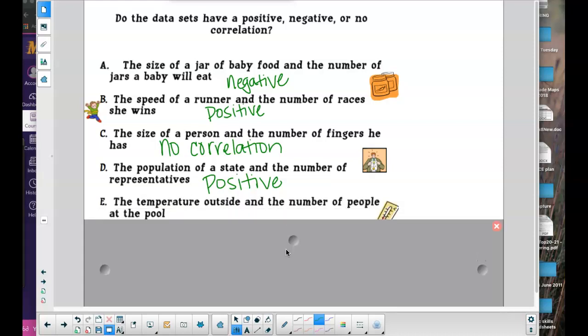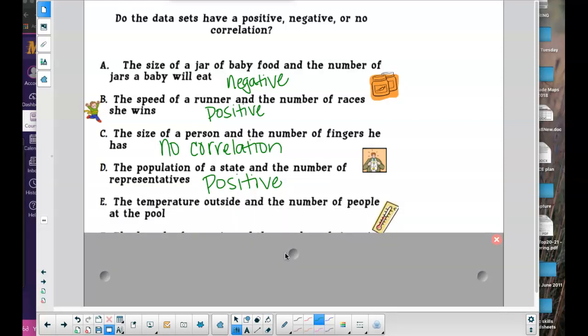Okay. How about this one? The temperature outside and the number of people at a pool. It's an outdoor pool. What do you think? Caleb? Okay, right? As the temperature increases, there's probably going to be more people there. But if the temperature decreases, there's going to be less people there. So they're going in the same direction. They're both going down or they're both going up. So what type of correlation is that? Positive. They're both going in the same direction. Both up or both down, then it is positive.